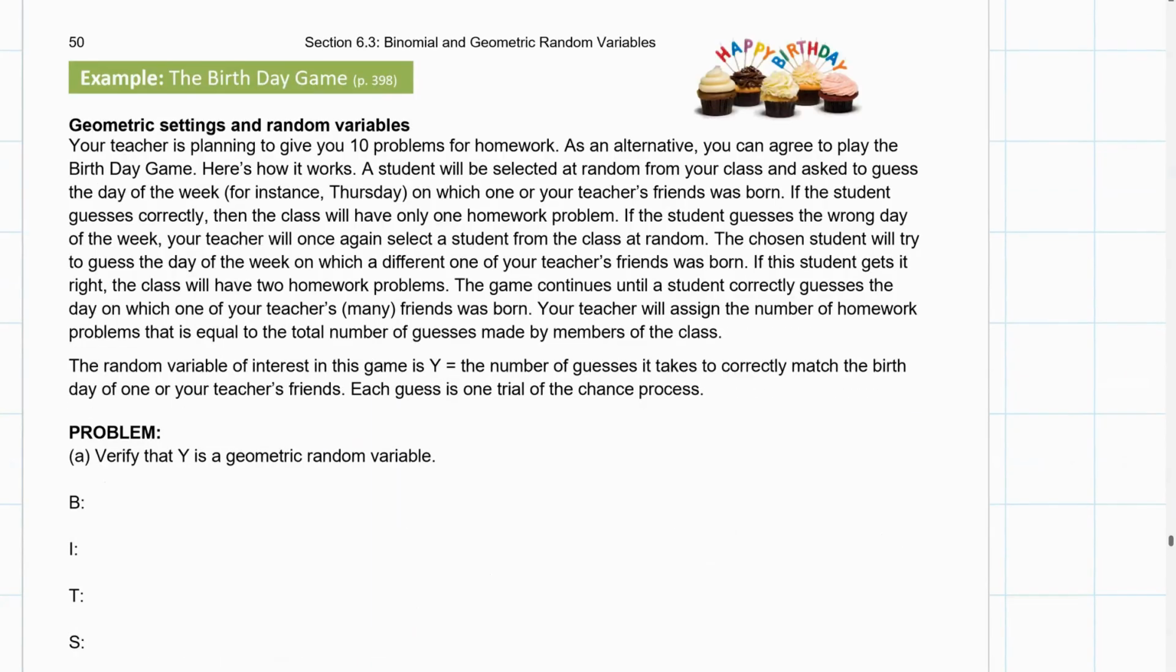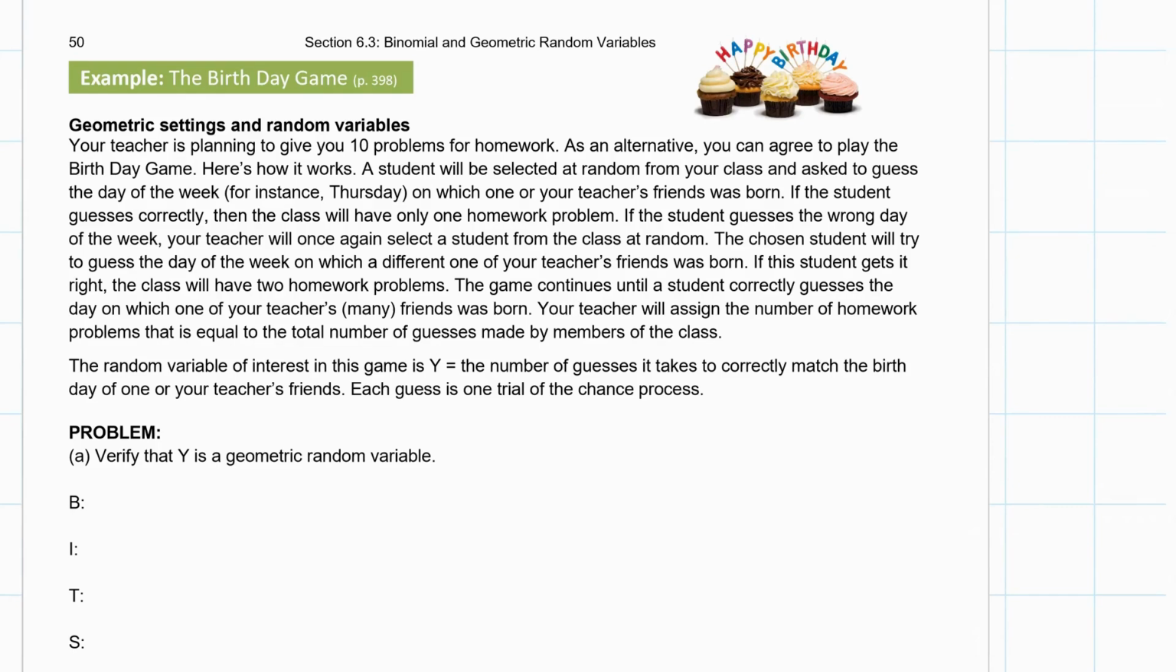It says your teacher is planning to give you 10 problems for homework. As an alternative, you can agree to play the birthday game. Here's how it works. A student will be selected at random from your class and asked to guess the day of the week, for instance, Thursday, on which one of your teacher's friends was born. If the student guesses correctly, then the student will have only one homework problem. If the student guesses wrong, then your teacher will once again select a student from the class at random. The student will try to guess the day of the week on which a different one of your teacher's friends was born.